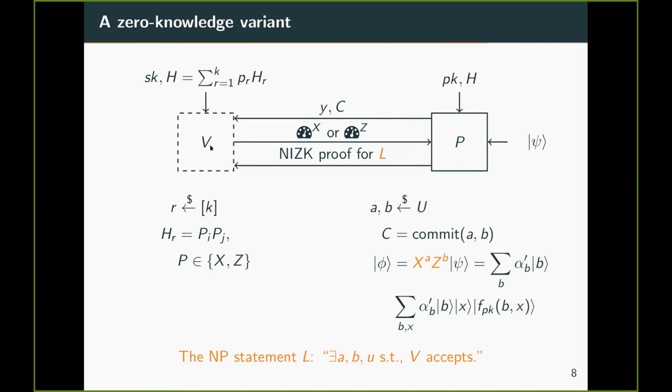Then the verifier sends over the challenge. The prover could have revealed its key values and the measurement outcome to get accepted. But again, this breaks the zero knowledge property. So instead, the prover sends over a NIZK proof for the NP statement, which says that there exists a set of keys and measurement outcomes such that the verifier accepts.